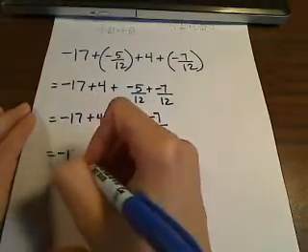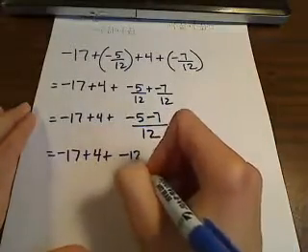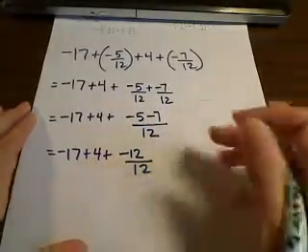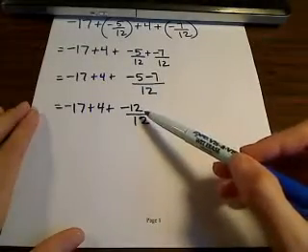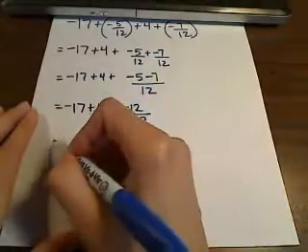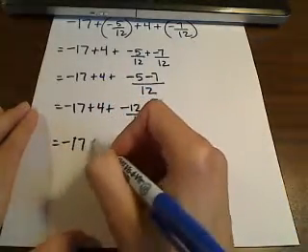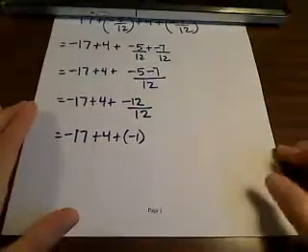So this is going to become negative 5 and negative 7 is actually a negative 12 over 12. Okay. And then we can reduce this fraction. Negative 12 over 12 reduces to be a negative 1. So we have a negative 17 plus 4 plus a negative 1.